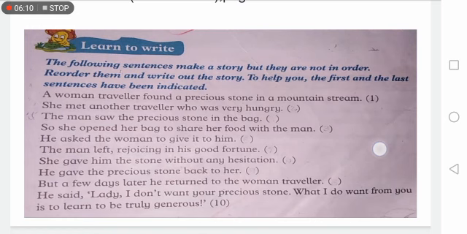A woman traveler found a precious stone in a mountain stream. This is the beginning of the story, and the end is: he said, "Ladies, I don't want your precious stone. What I do want from you is to learn to be truly generous." Okay, you can see they have written 1 and 10 and there is a bracket in front of each sentence, so you have to number it accordingly.